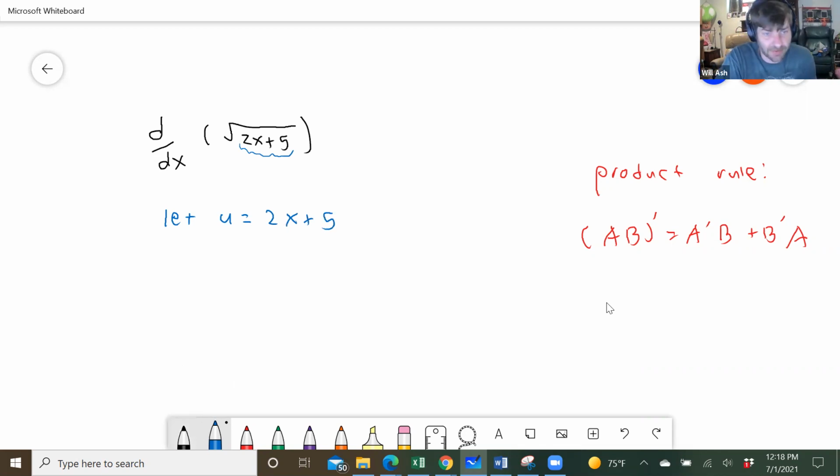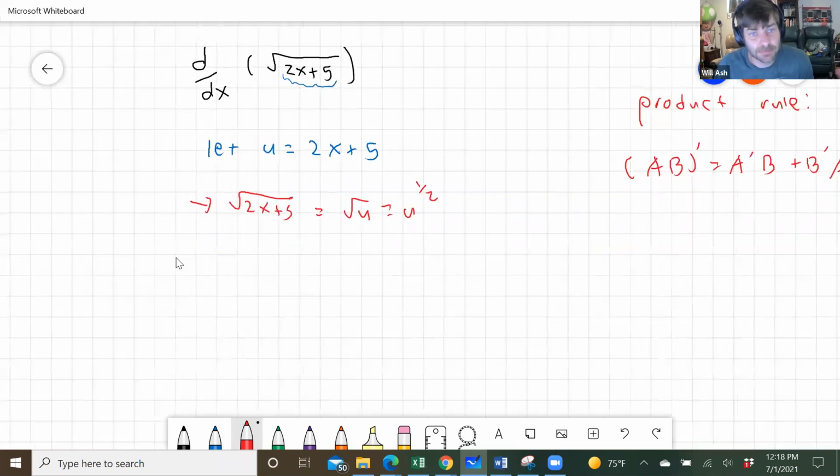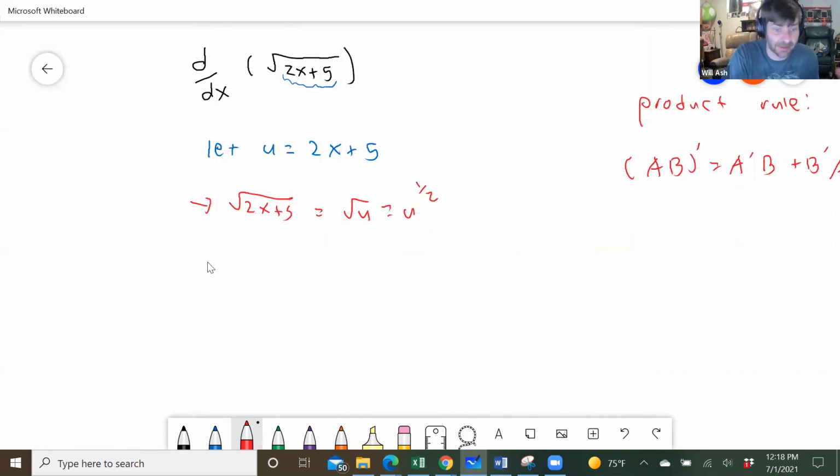Right? So that means the square root of 2x plus 5, I'm just rewriting as the square root of u, right? u to the 1/2. And again, here's where the chain rule comes into play. Here's how the chain rule works.